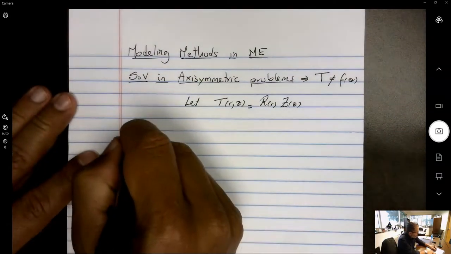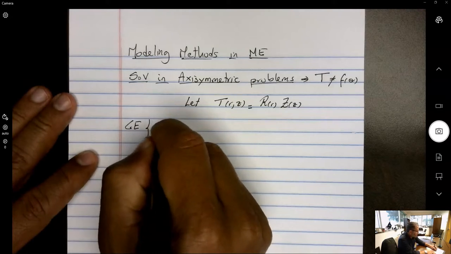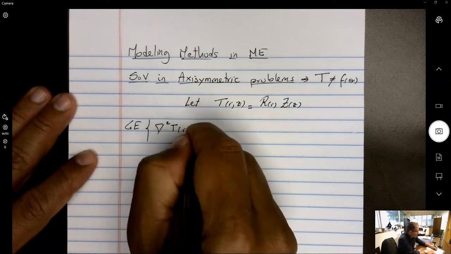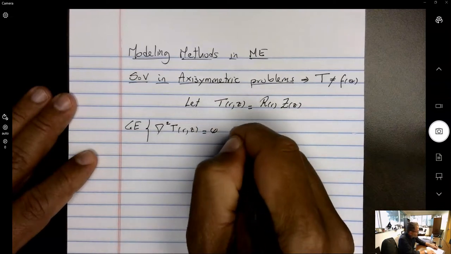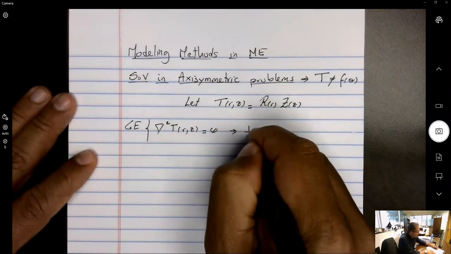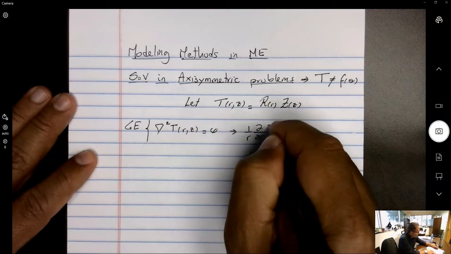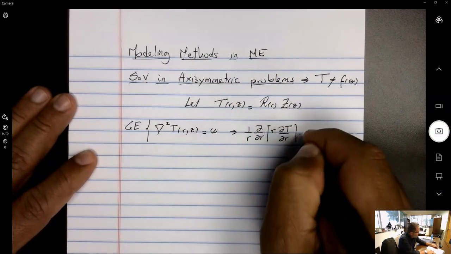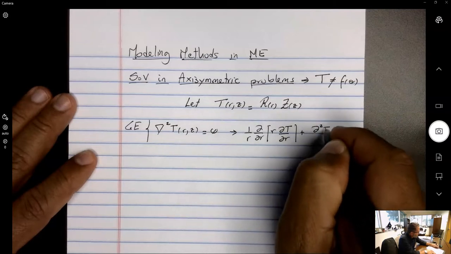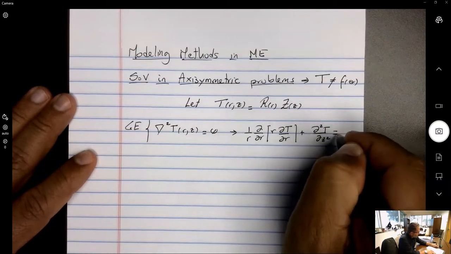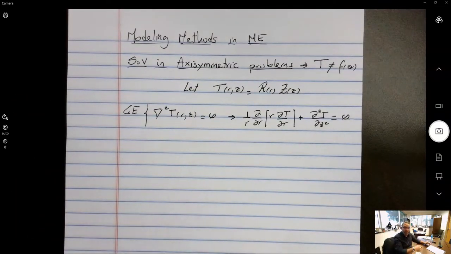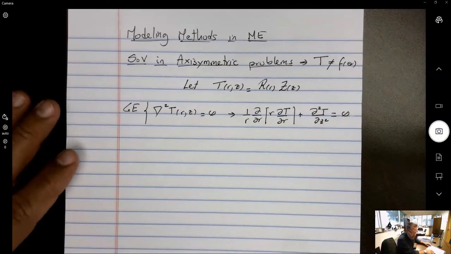So the governing equation for this problem, remember we're dealing with the Laplace equation, is equal to 0, which in R and Z reduces simply to 1 over R d/dr of R dT/dr, plus the second derivative of T with respect to Z squared, equals 0. So this is the Laplace equation in cylindrical coordinates, and we've eliminated the theta dependency, so it's axisymmetric.